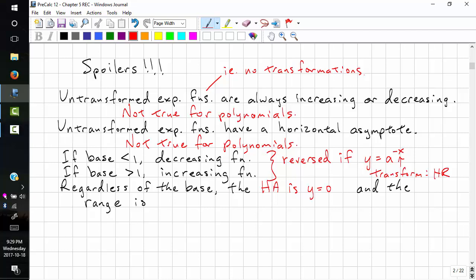And the range is y is greater than 0 for untransformed functions. Recall we can have y equals negative a to the power of x. Recall that this is a reflection on the x-axis. So in this case, it would be y is less than 0.